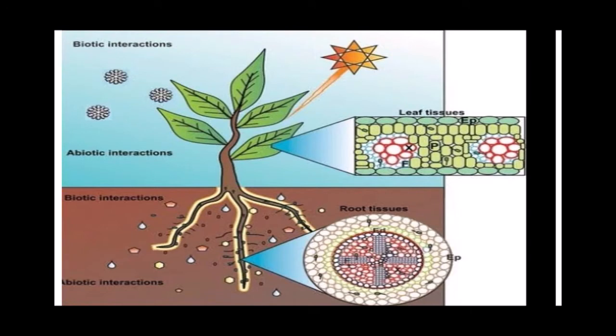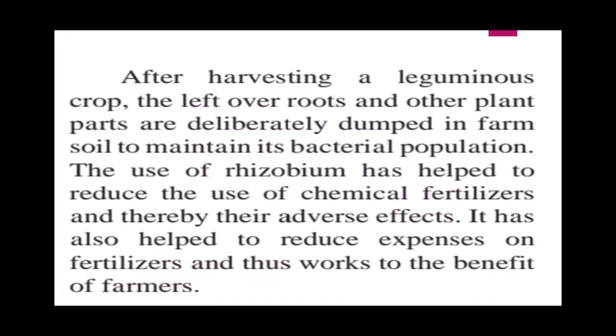You can see the biotic interaction, abiotic interaction. After harvesting a leguminous crop, the leftover roots and other plant parts are deliberately dumped in farm soil to maintain its bacterial population. The use of Rhizobium has helped to reduce the use of chemical fertilizers and thereby their adverse effects. It has also helped to reduce expenses on fertilizers and thus works to the benefit of farmers.